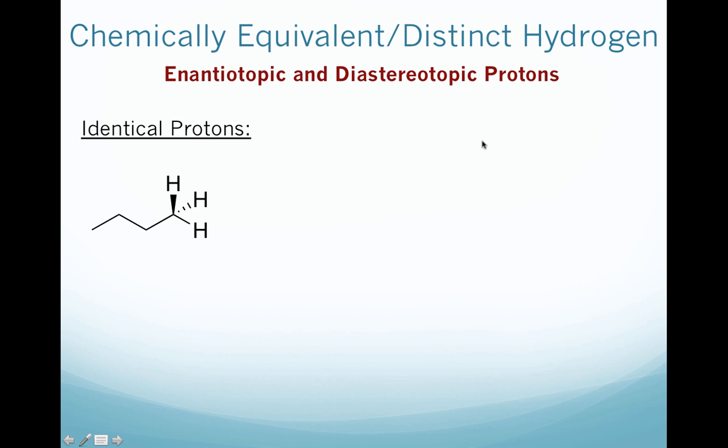First, we'll look at one that has identical protons. And although I've highlighted all three protons on the methyl group of butane, let's actually just compare these two with the dash and the wedge. So I'm going to draw this compound twice.